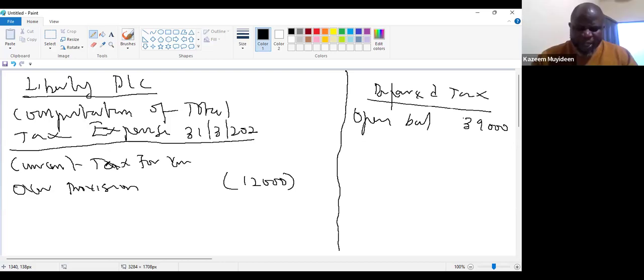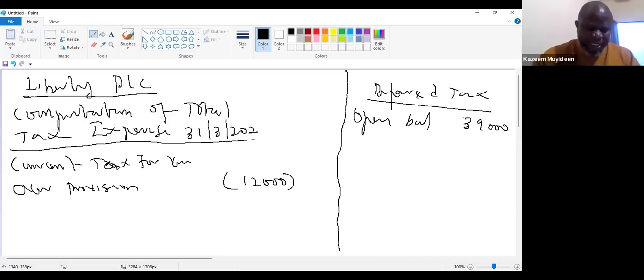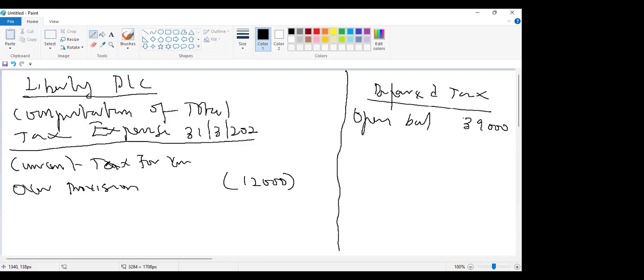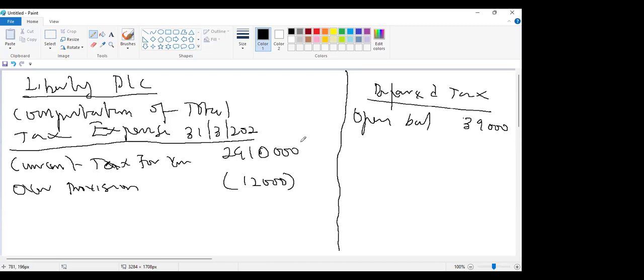Now, the provision for the current tax for the year ended 31st of March 2020. He has given the current tax for that year, 31st of March 2020, has been estimated at 291,000. Don't forget, it's an estimate. 291,000. Let me remove one zero. Okay, good.